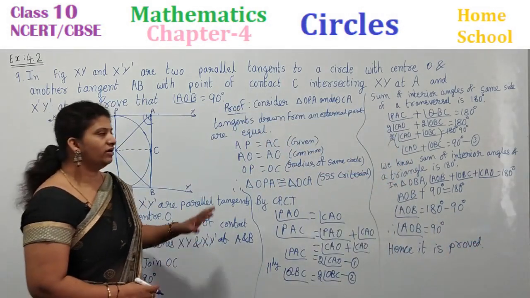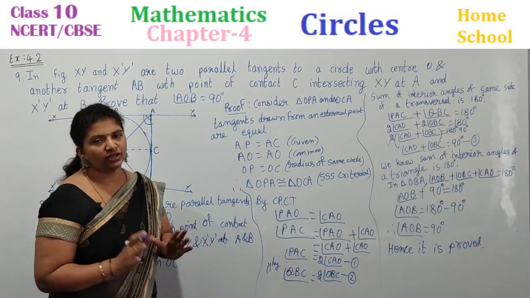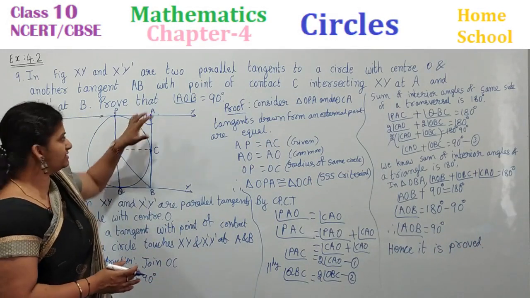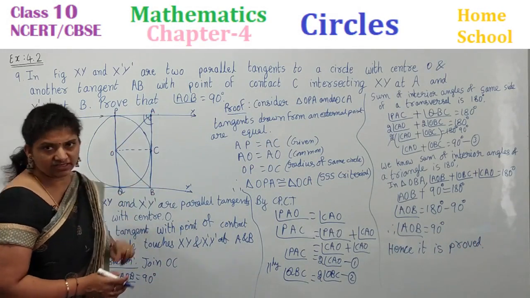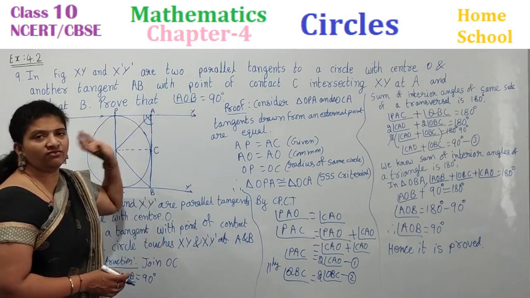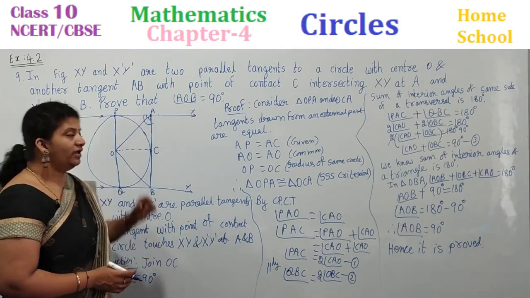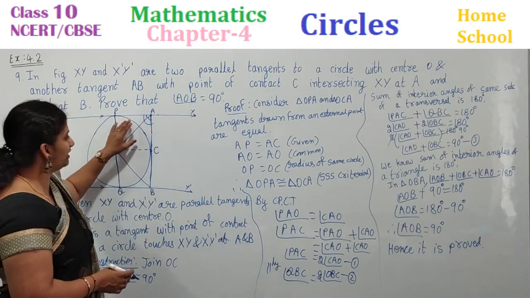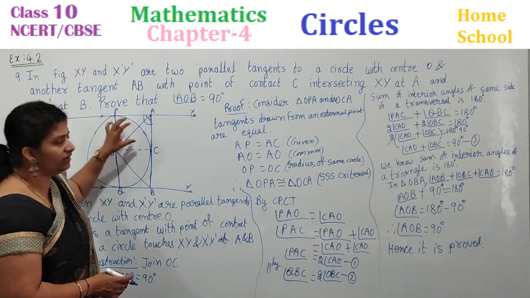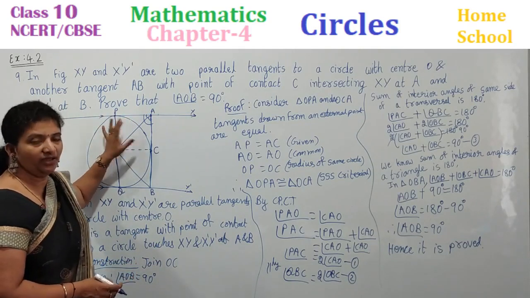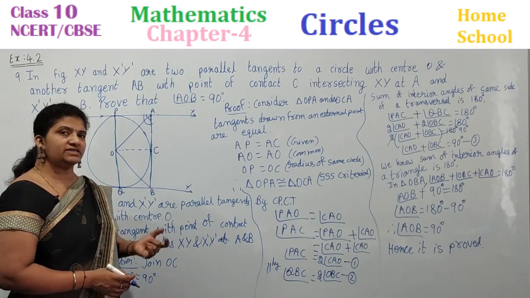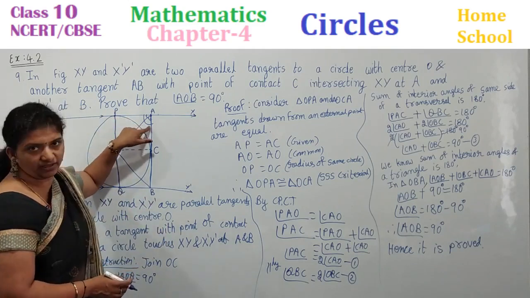Understand the problem here. If these two are the tangents, then I consider these two as the external points. Tangents drawn from an external point are equal. According to that rule, I have taken these two triangles, compared them, and made them congruent. If they are congruent, by CPCT, I equated these two angles.